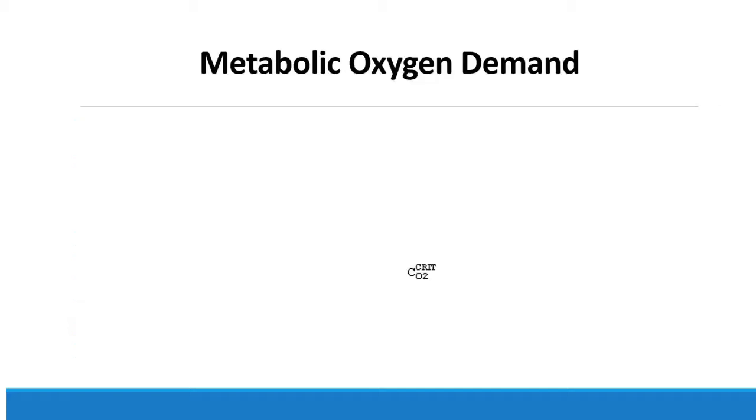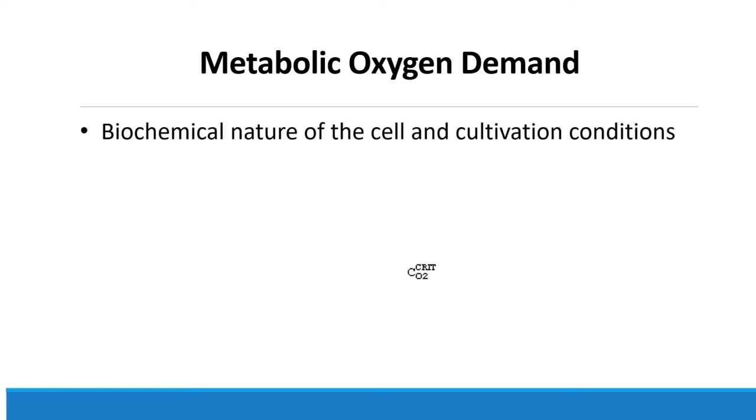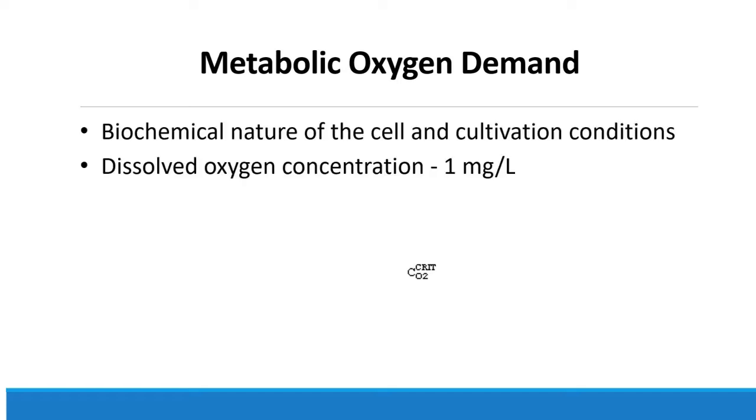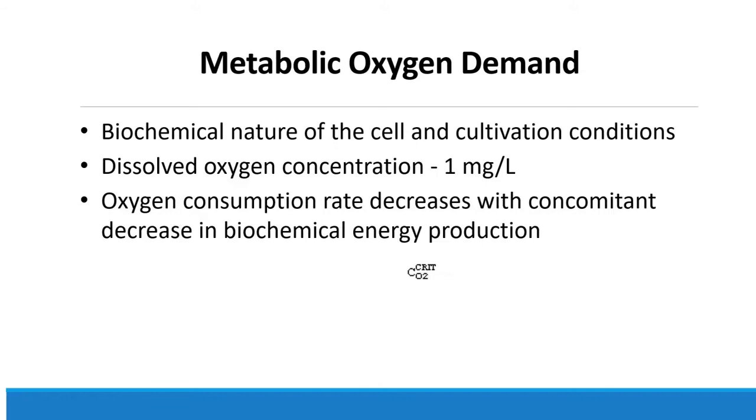The metabolic oxygen demand in a given reactor depends upon the biochemical nature of the cell and cultivation conditions. The dissolved oxygen concentration in a given reactor should be about 1 mg per liter. Oxygen consumption rate decreases with a concomitant decrease in biochemical energy production. A critical oxygen concentration has to be met inside a reactor to facilitate all the metabolic activities.